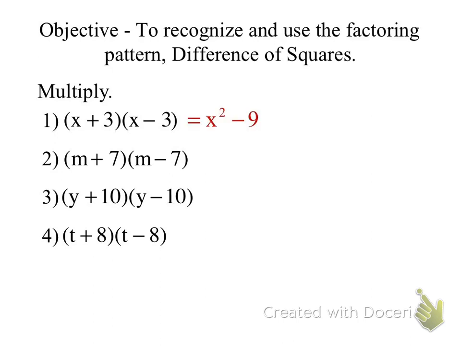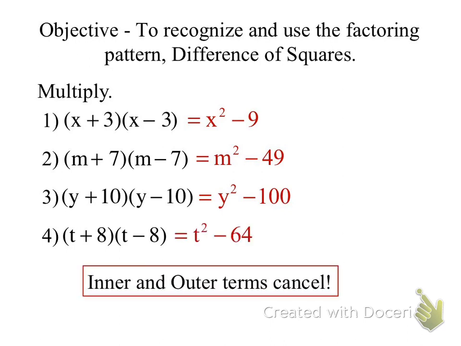Pause the recording and try the next few. Now check your work. Okay, every time we're noticing that the middle, inner, and outer terms are disappearing. That is because the inner term is positive 3x, the outer term is negative 3x, and they are additive inverses, so they end up negating each other. Let's go on to the next part.